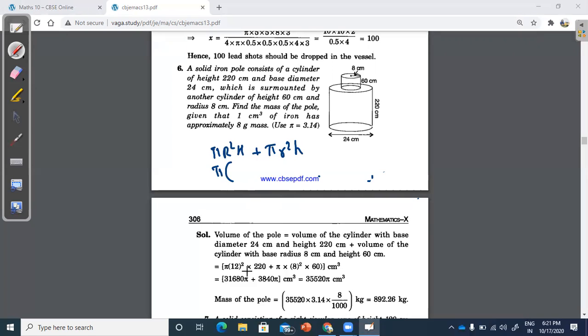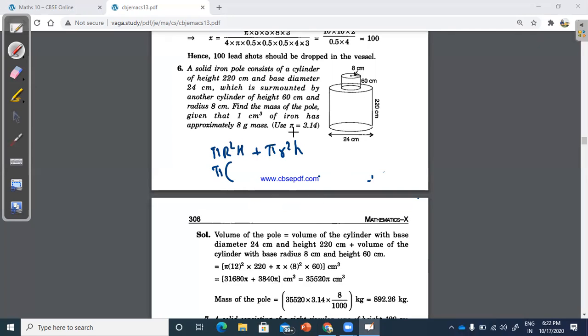So capital R is how much? Capital R is the radius of the big one, that is 12. So 12 square into height is 220, plus pi into r square, radius of the small is 8 and height is 60. So 8 square into 60. So when I solve this, I will get 31680 pi plus 3840 pi, that is 35520 pi, right?